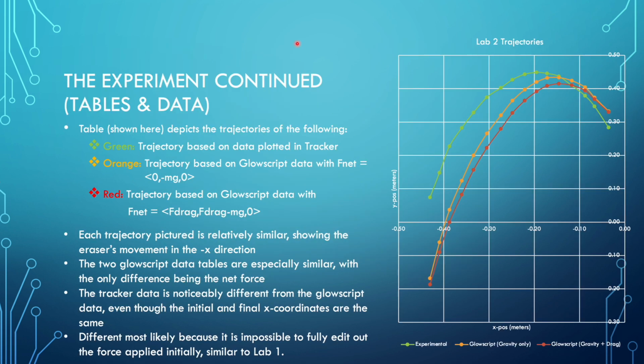So here is what we modeled in Excel. For the green, you have the Tracker data. For the orange, you have the trajectory with just gravity, no drag force. And then in red, you have the trajectory in GlowScript with drag force and gravity. Each trajectory pictured is pretty similar, and they all end up at the same X coordinate. The only difference is most likely due to not being able to fully edit out the force applied from the Tracker video. So you can see here the Tracker one is slightly different than the orange and red ones.